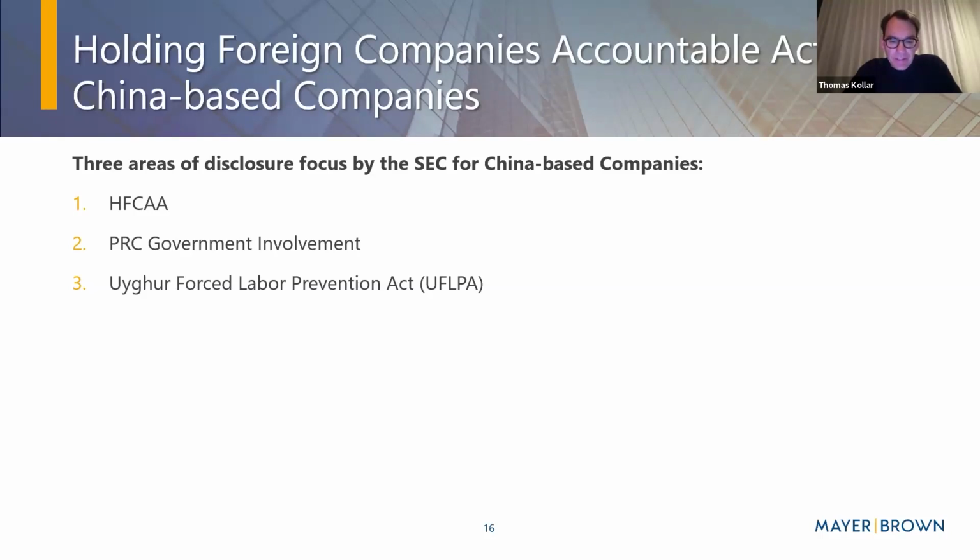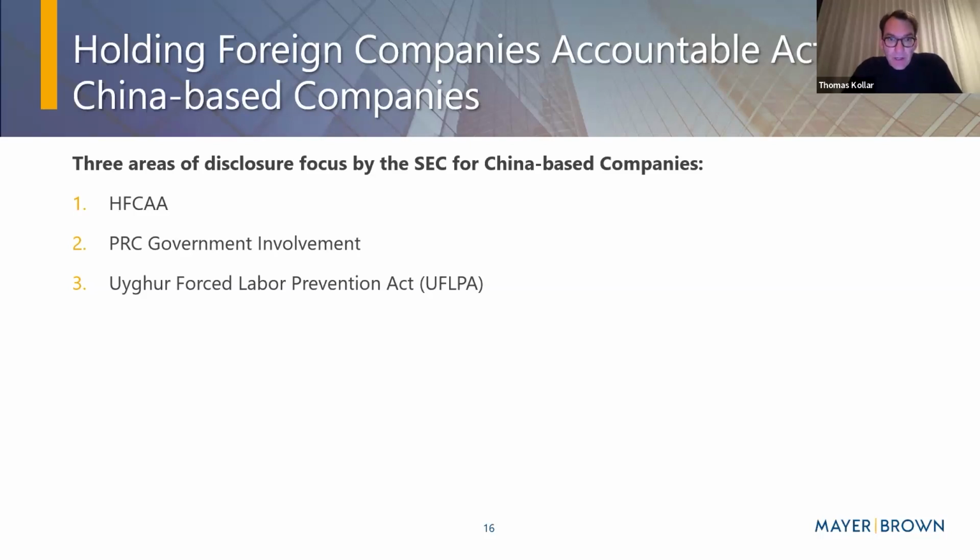And very recently, the SEC noted in the context of its rules under the Holding Foreign Companies Accountable Act that it's monitoring, in particular, disclosures by certain China-based companies and is expected to provide additional guidance in due course. As a part of the filing review process, we've seen in the last year the SEC has issued a number of comments to China-based companies, asking them to enhance their compliance with disclosure obligations under the federal securities laws.